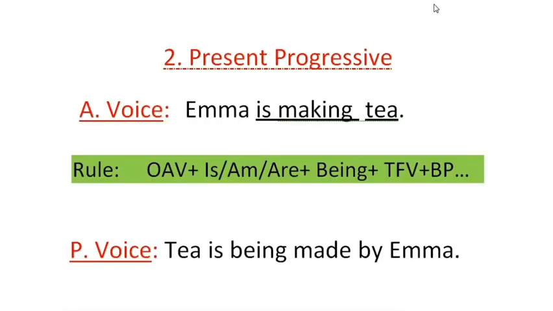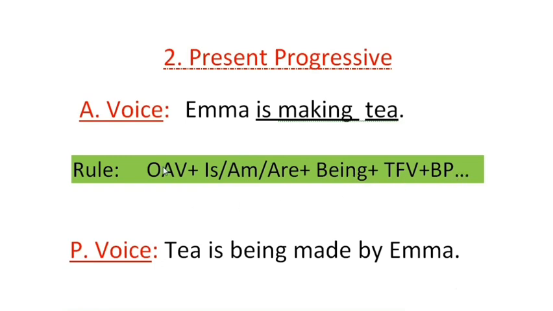Now comes present progressive form. Active voice is Emma is making tea. Emma is subject, is making verb, tea is the object. We said this is OAV, object of the active voice. Object is tea, so OAV is tea. Rule is OAV plus is or am or are plus being plus TFV, third form of the verb, plus BP.